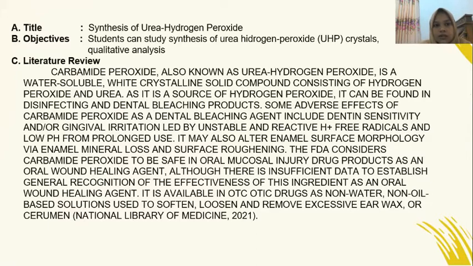Objective: students can study the synthesis of urea-hydrogen peroxide crystal and qualitative analysis. Literature review: carbamide peroxide, also known as urea-hydrogen peroxide, is a water-soluble crystalline solid compound consisting of hydrogen peroxide and urea. As it is a source of hydrogen peroxide, it can be found in disinfectants and dental bleaching products.